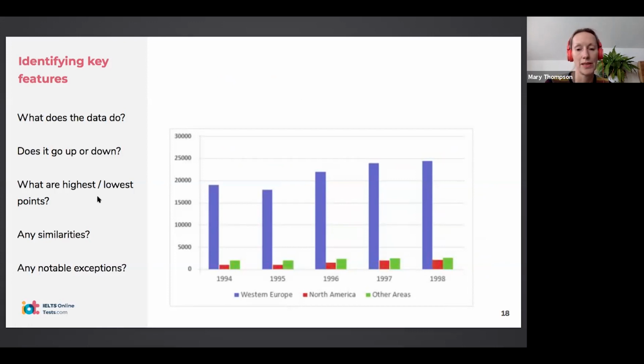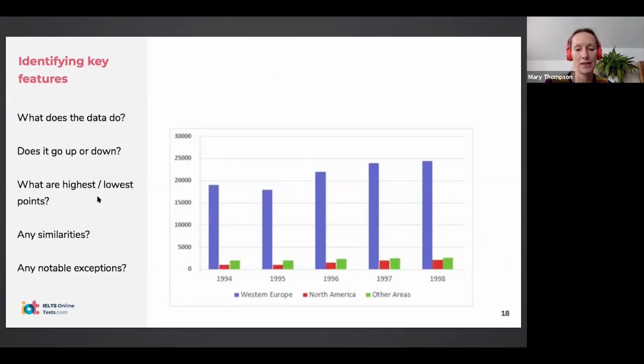Yeah, increase in Western Europe. So there's a steady increase. So it keeps on going up. And yeah, Western Europe, much more people go to Western Europe than to North America and other areas. That's right. So yes, Angel, Western Europe is the most visited place. That's correct.